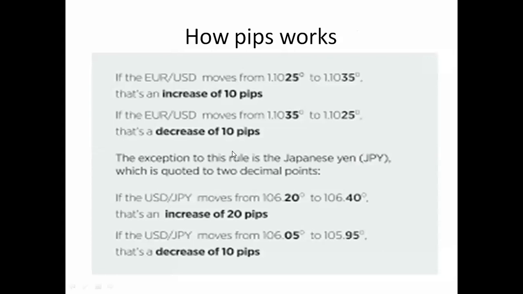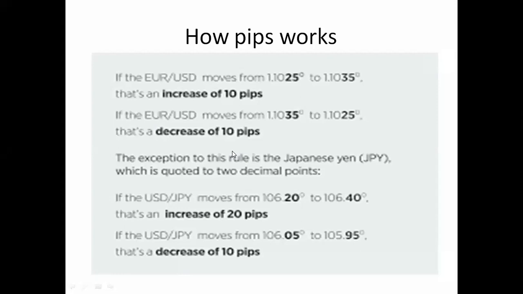So you can see I have a working example here. Let's assume that the Euro USD moves from a particular number of 1.1025. Remember I told you, guys, you count your pips after the fourth decimal number, right? Then it moves to another figure of 1.1035. So what's the difference between these two prices? You say, okay, we have 35, we have 25 here. So you take 35 minus 25, which is what? 10 pips.